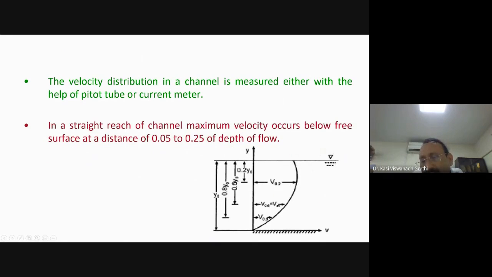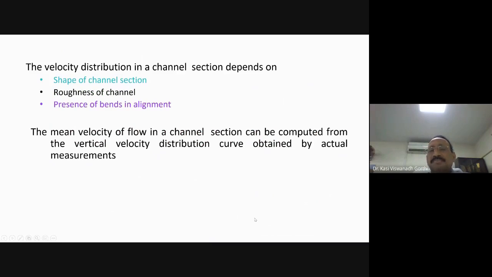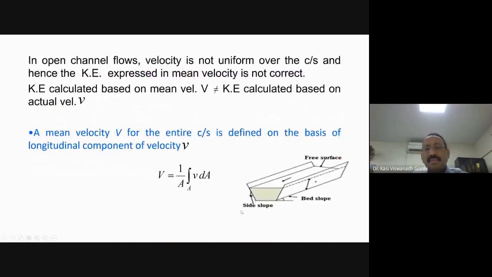Here it is less. Like this, it will be moving. So there is a variation in the velocity, and small v is representing the local velocity at different points of a given section. Then if dA is the corresponding elemental area, then what do you get? Area multiplied by velocity gives you the discharge.